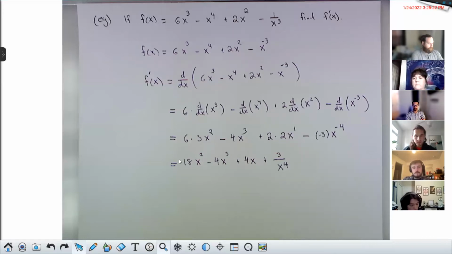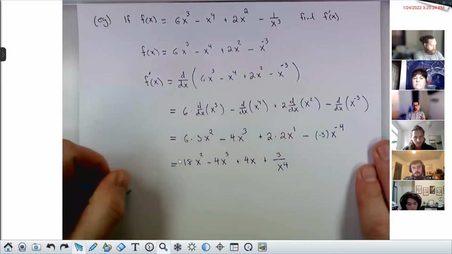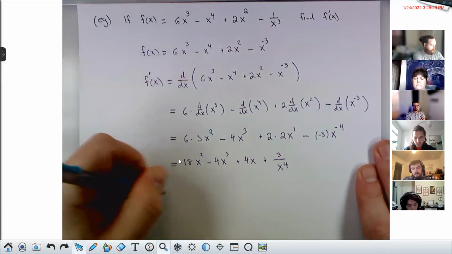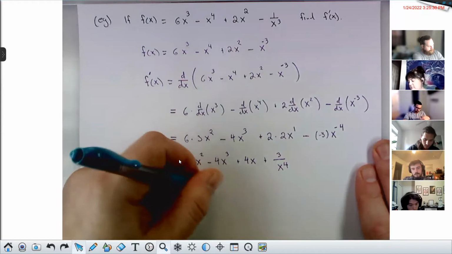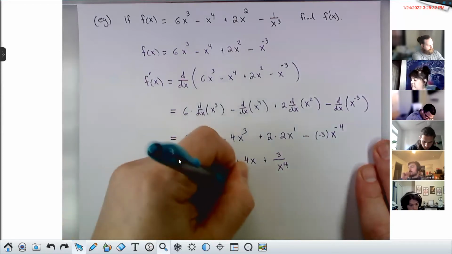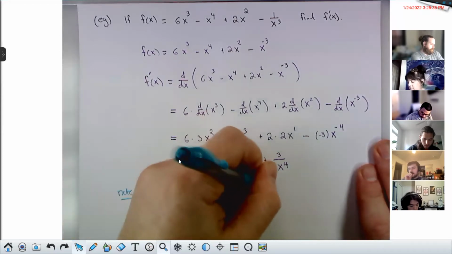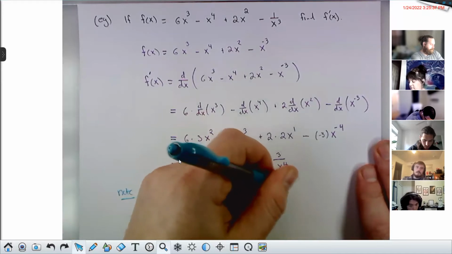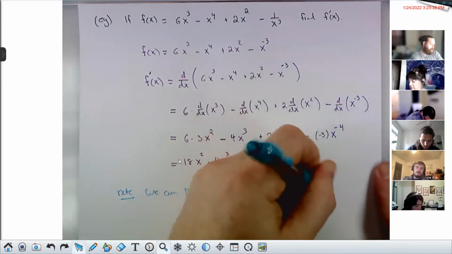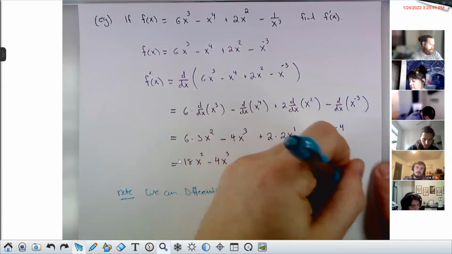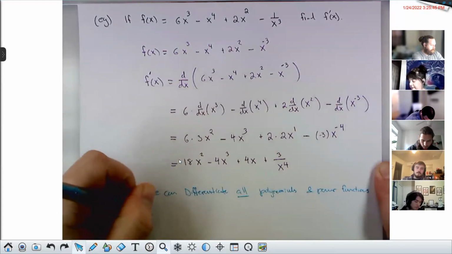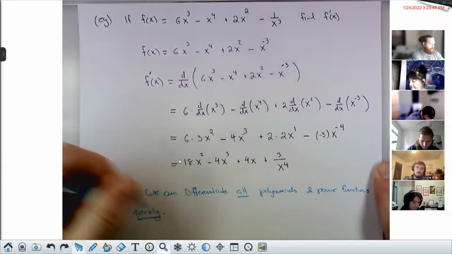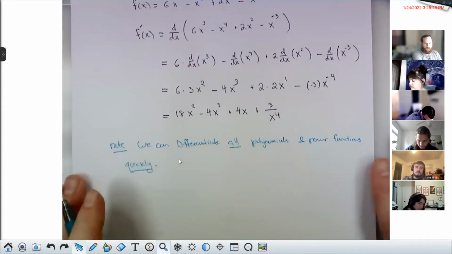Quick note, we can now differentiate all polynomials and power functions quickly. And there are other functions that you can rewrite like that.